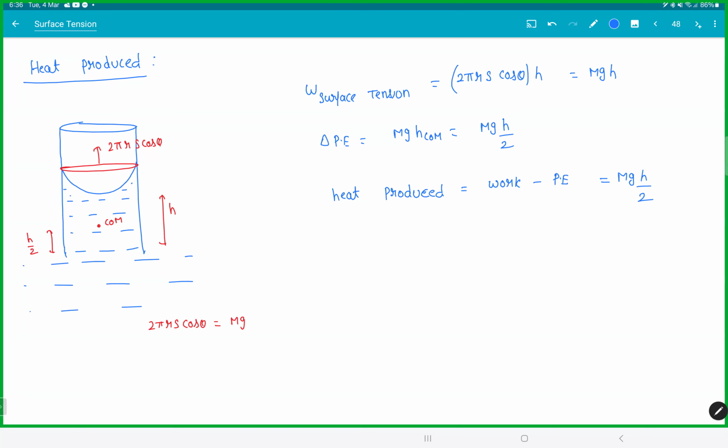So if you see this whole thing, there are primarily three important things. One, the formula h = 2S cos theta by rho g r. Second, tube of insufficient length: if you keep a height less than h, you are not going to overflow. Third, there is heat produced. Let's see a few questions. Any doubts on this so far? Great. Let's see a question.